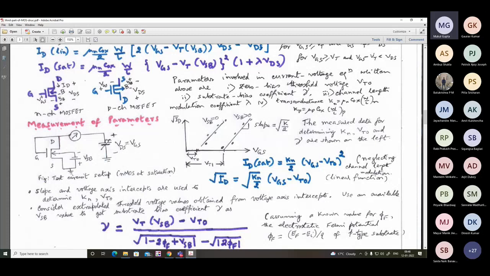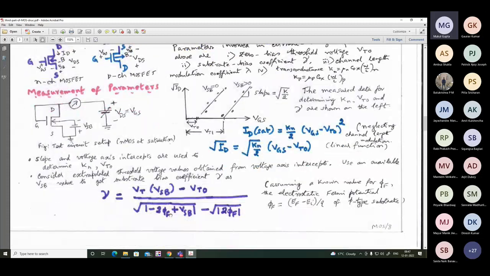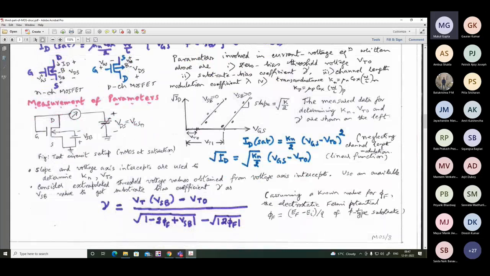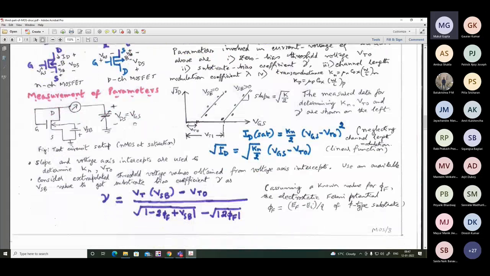That means VGS minus VT. VDS is slightly larger. In fact, VGS equals VDS. So for a relatively small value of VDS, as you note down the current curve, it will be just in saturation, but not in deep saturation. For that, we need a separate setup. That means you can keep VDS much above VGS. But here VDS is just equal to VGS. So for practical matters, it is not in deep saturation, mind you.